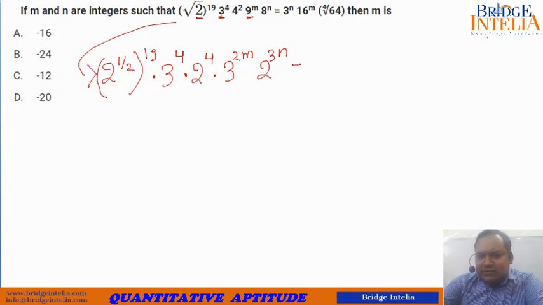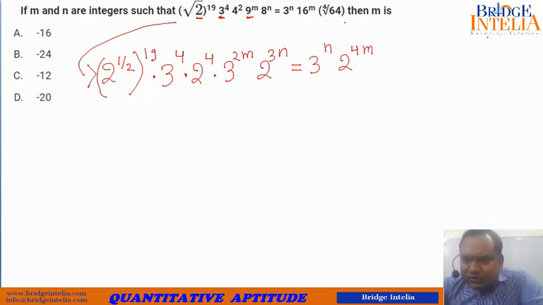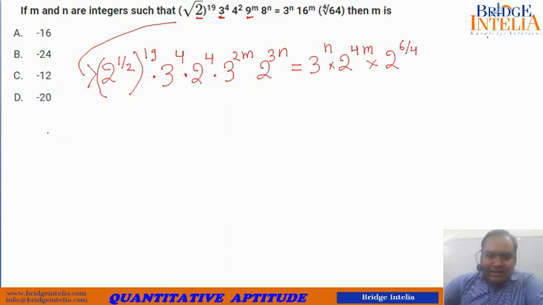So this is what is given to us. This is given to be equal to 3 to the power n. 16 can be written as 2 to the power 4. Hence 16 to the power m can now be written as this. Now fourth root of 64. 64 is what? 2 to the power 6. So into 2 to the power 6 and its fourth root, so 6 by 4. So now let's rewrite this.